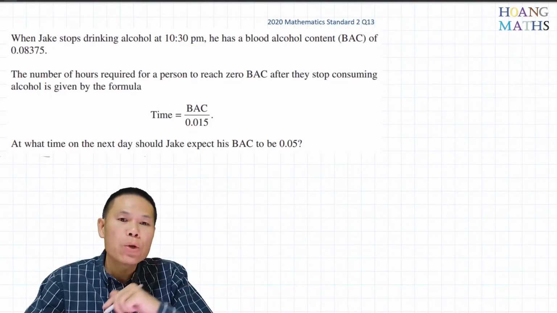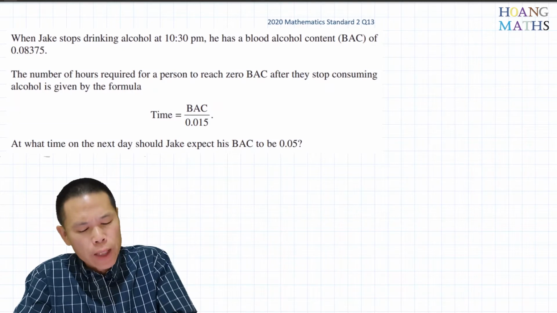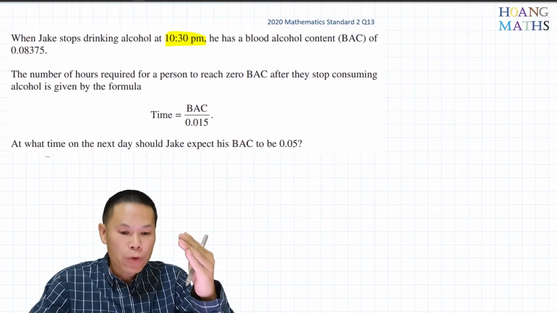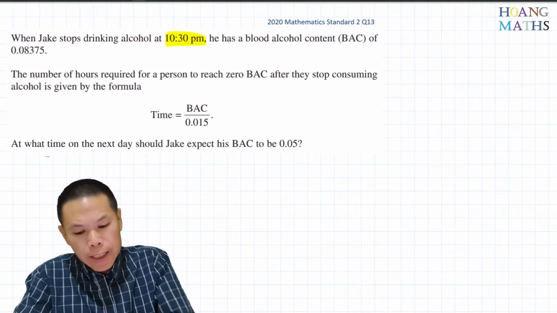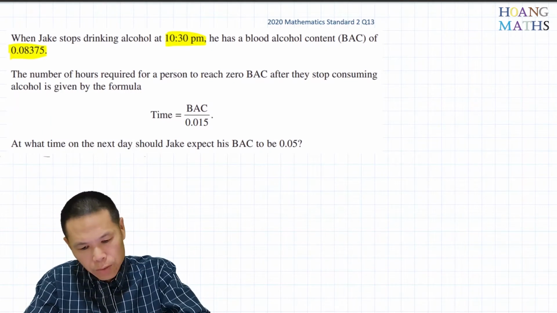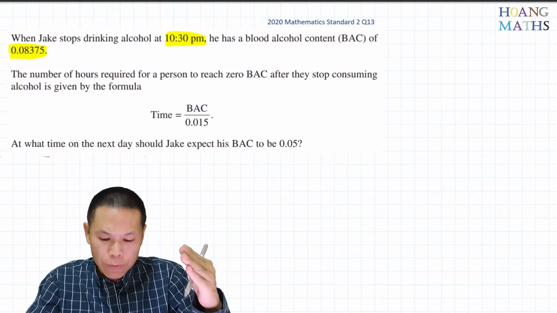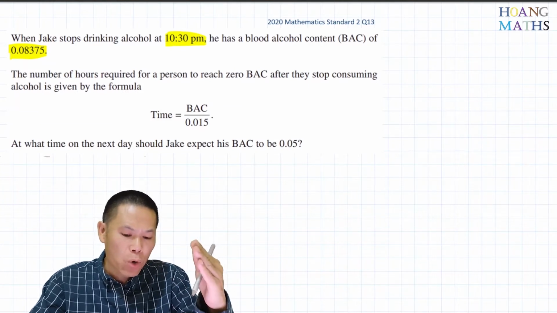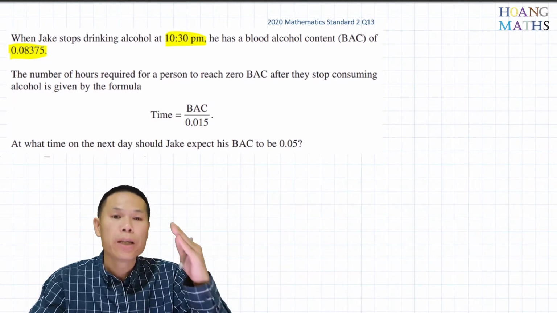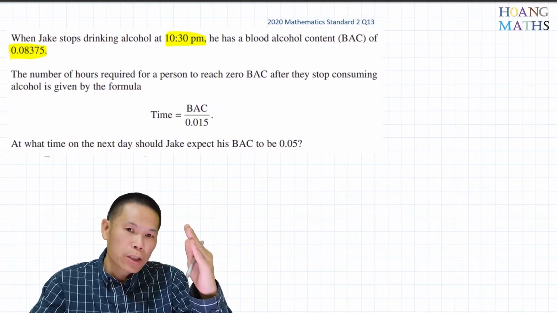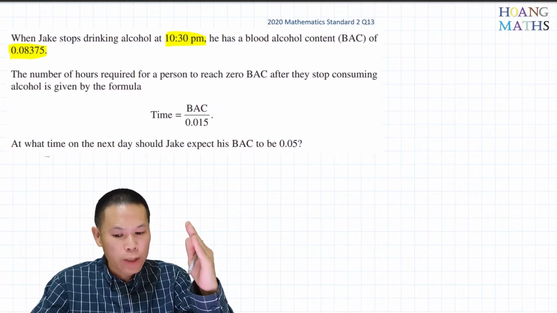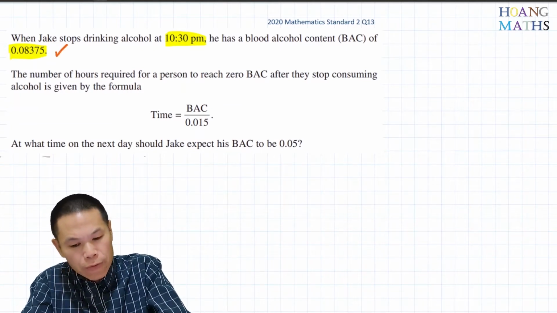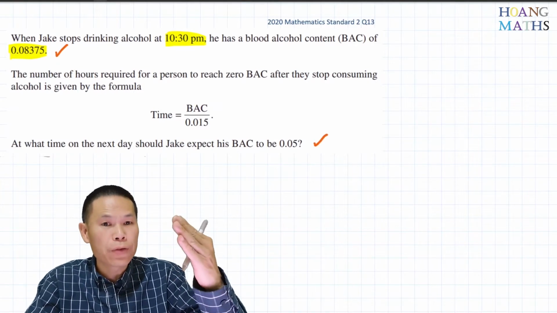Hi, I'm back. Let's go through it together. So first of all, we know that Jake stopped drinking at 10:30 p.m. And we know that his blood alcohol content is this. The question is asking, at what time the next day should Jake expect his blood alcohol content to be 0.05. Now to do this, we need to work out the blood alcohol content drop from 0.08375 to this. So we just find the difference first.